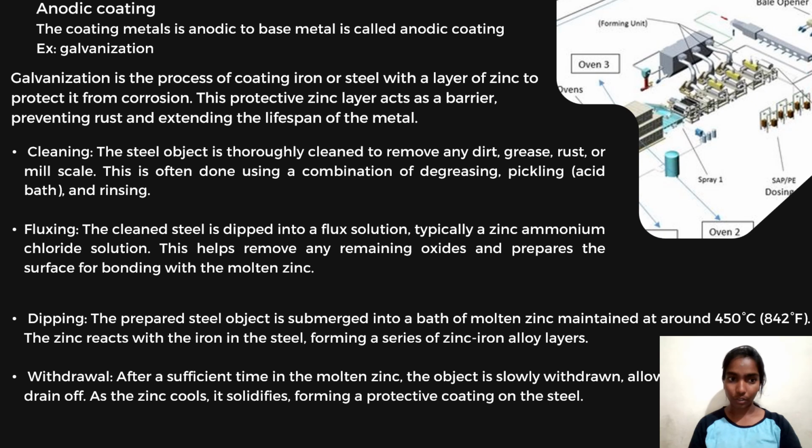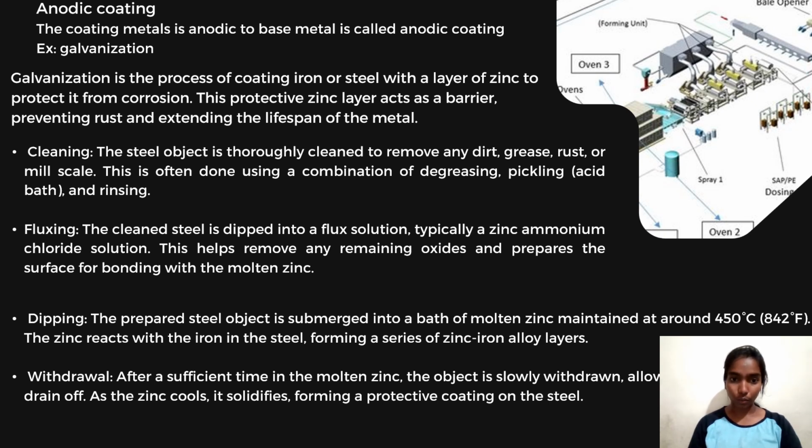Example, galvanization. Galvanization is the process of coating iron or steel with a layer of zinc to protect it from corrosion. This protective zinc layer acts as a barrier, preventing rust and extending the lifespan of the metal. These are the steps of how the galvanization process is done. First one is cleaning. The steel object is thoroughly cleaned to remove any dirt, grease, rust, or mill scale.